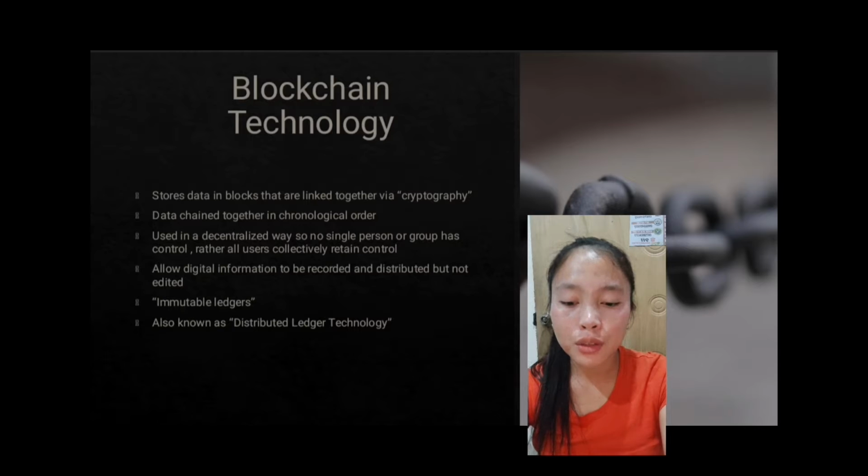Once the block is filled with data, it is chained onto the previous block, which makes the data chained together in chronological order. Immutable ledgers. The word immutable means cannot be changed, and ledger is a fancy term for record, a record of something. Therefore, an immutable ledger is a record that cannot be changed.